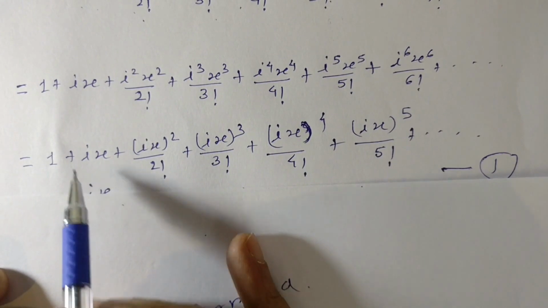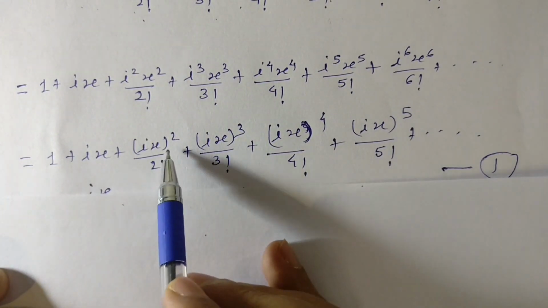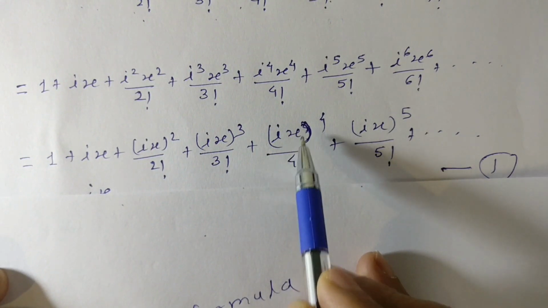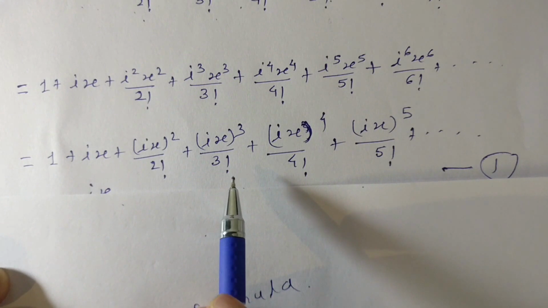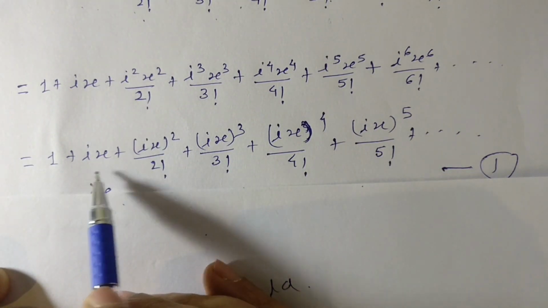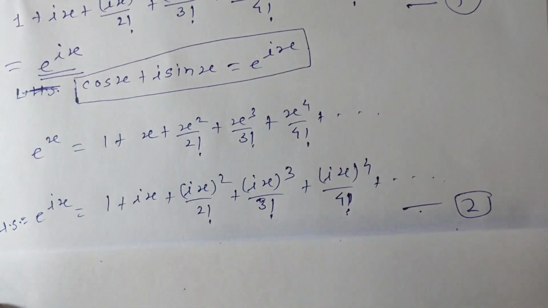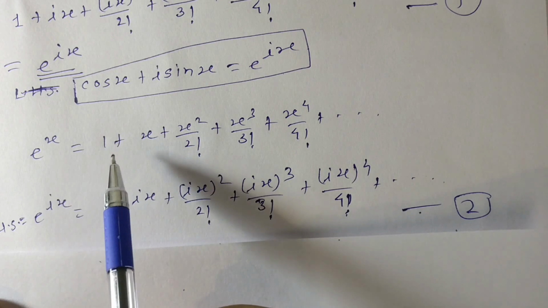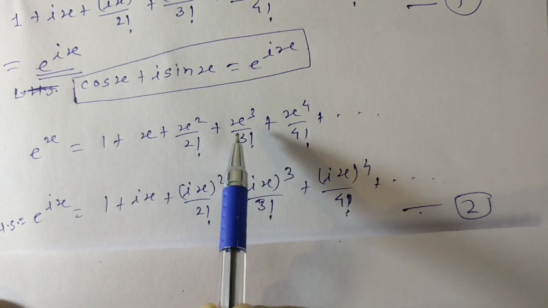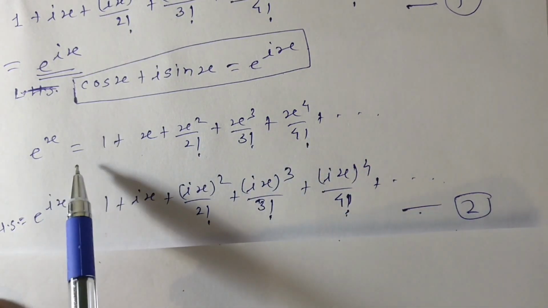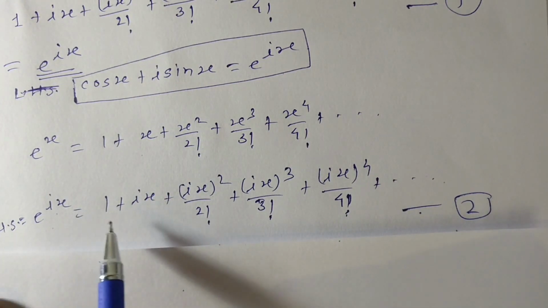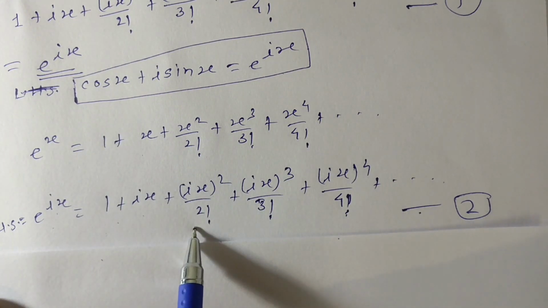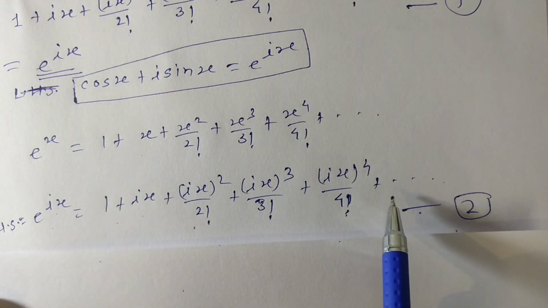What is this? If you see this, it is like 1 plus x, x squared by 2 factorial, x cubed by 3 factorial, x raised to 4 by 4 factorial. What is this? This is an exponential function, right? The only thing is x is replaced by i times x here. So if you want to see it in detail, let's go ahead. e to the power x is what? 1 plus x plus x squared by 2 factorial plus x cubed by 3 factorial. On the same line, I can say e raised to ix is equal to what? This is my LHS, right? 1 plus ix plus (ix) squared by 2 factorial plus (ix) cubed by 3 factorial, and so on.